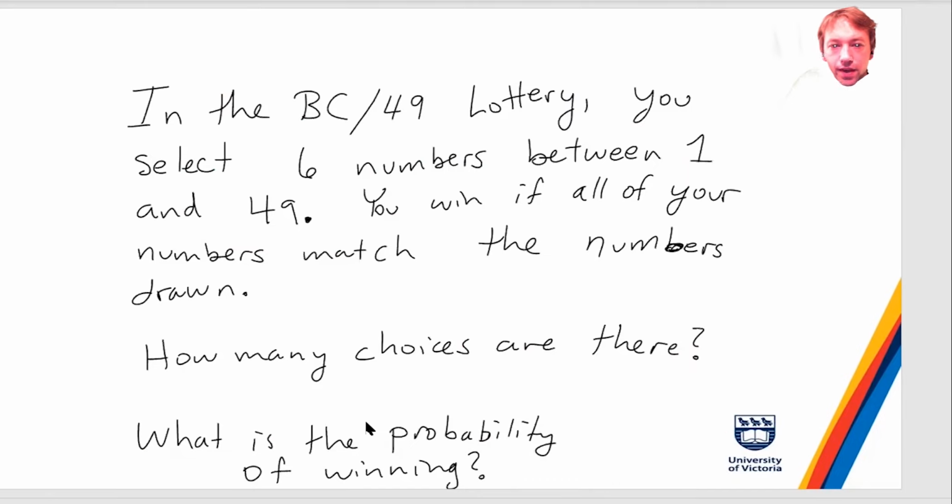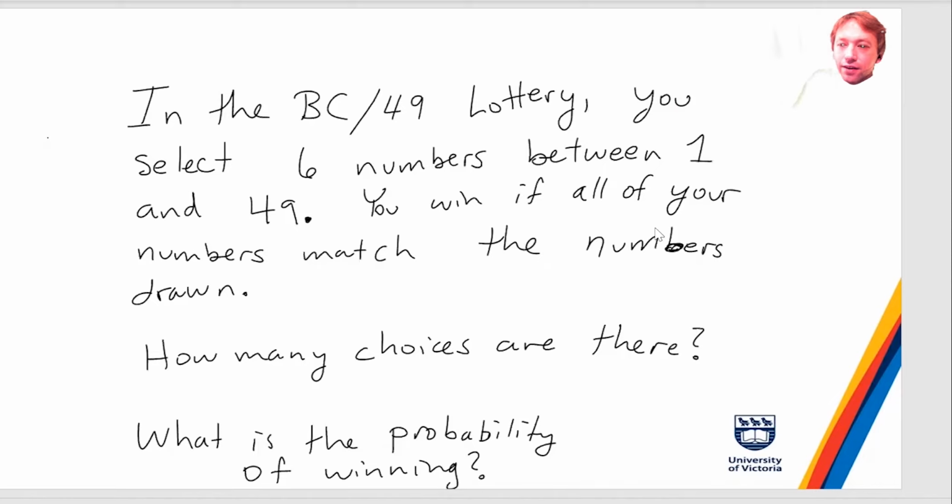Maybe let's, okay, we can do this. In the lottery in British Columbia, the BC 49 lottery, you pick 6 numbers between 1 and 49. You win if all of your numbers match the ones that are drawn, but they don't have to be in order. So how many different ways can you choose the numbers? And remember, the order of the numbers doesn't matter.